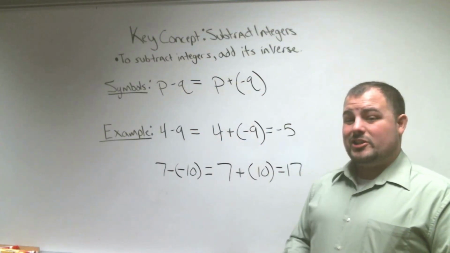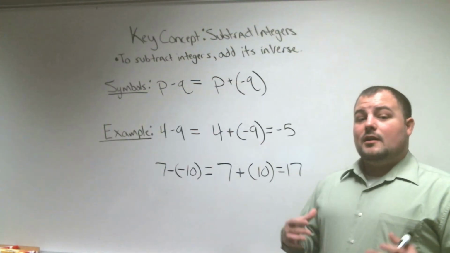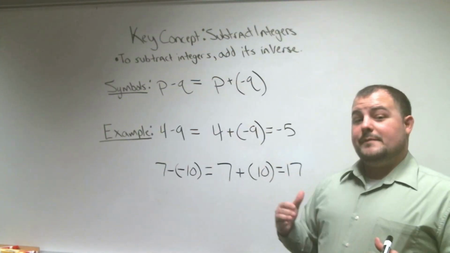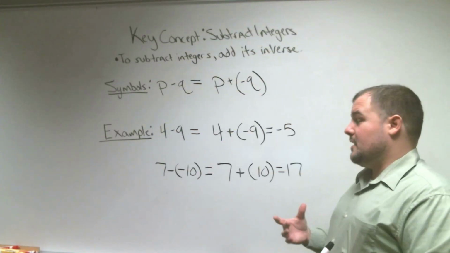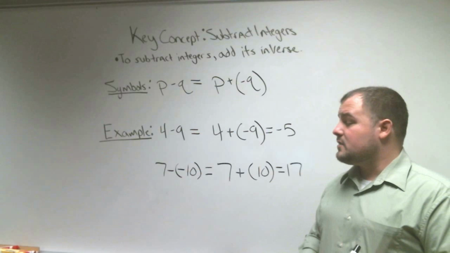And once it's addition, I can just follow the rules that we just established in the previous lesson. The 9 is bigger than the 4, so 9 minus 4 is 5, and then keep the sign of the bigger number. Since this is bigger, it's a negative 5, because I'm going to have more negatives.